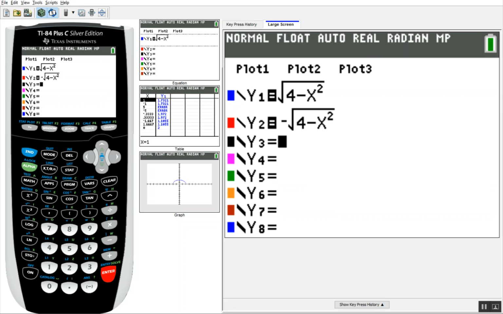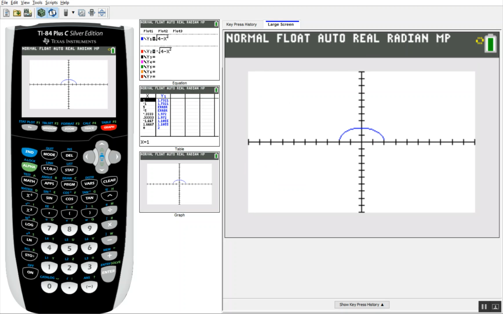Enter. And now if we graph, the red part fills in. And now we have something that resembles a Pokeball here, ironically. So that's our circle of radius 2. We can actually make the graphs the same color with this type of calculator.